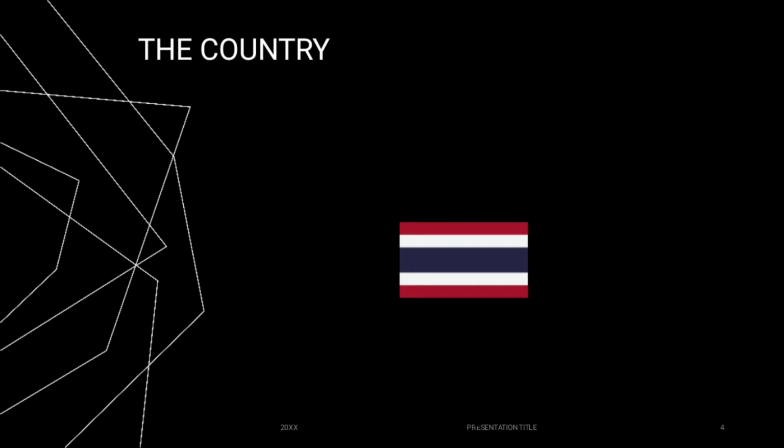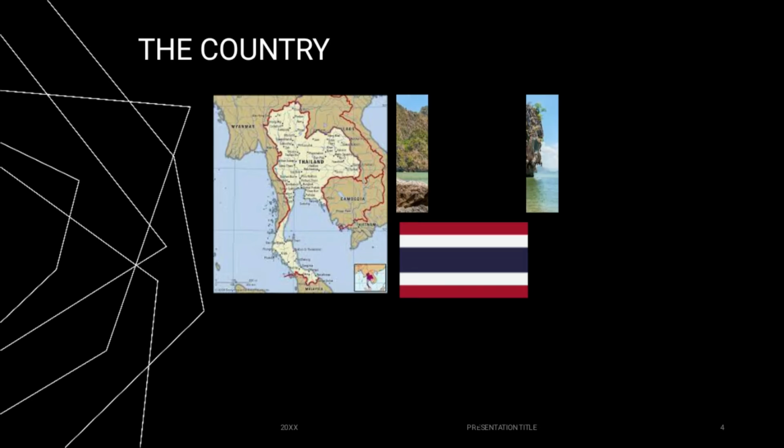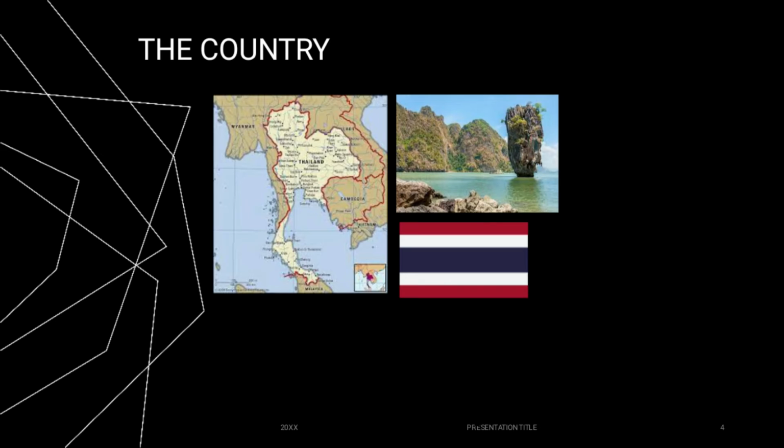Thailand is in the heart of mainland Southeast Asia. Thailand is a country of mountains, hills, plains, and a long coastline along the Gulf of Thailand and the Andaman Sea, not including the coastlines of some 400 islands in the Andaman Sea.